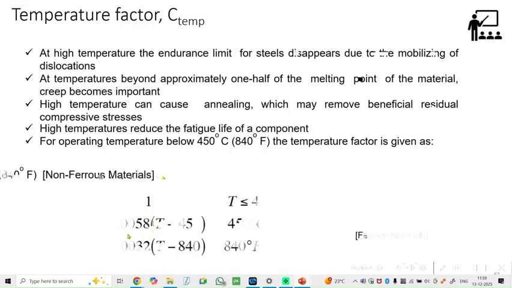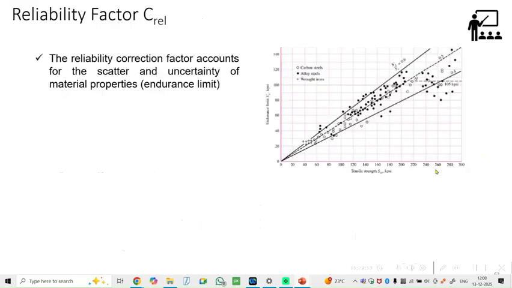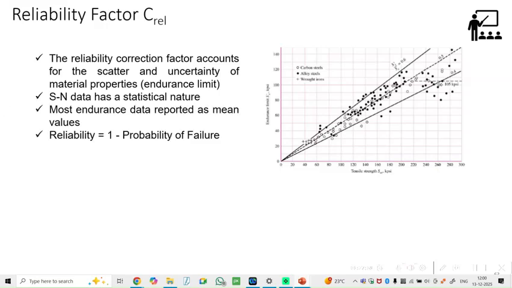Then reliability factor, because you have a lot of scatter in the test results, and it is very statistical in nature. Reliability is defined as 1 minus the probability of failure. Since the SN curve is at 50% probability, in that case you take reliability as 1.